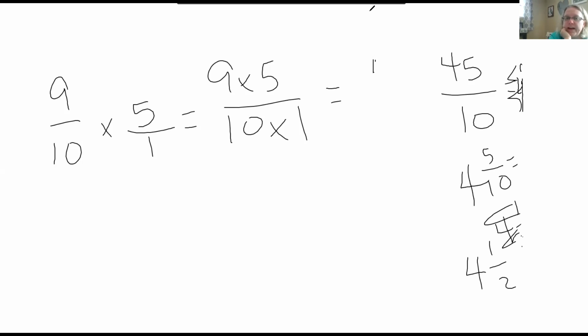Okay, so that's a quick overview with a couple examples of how you would work with fraction times a fraction, mixed number times a mixed number, and then a fraction and a whole number.